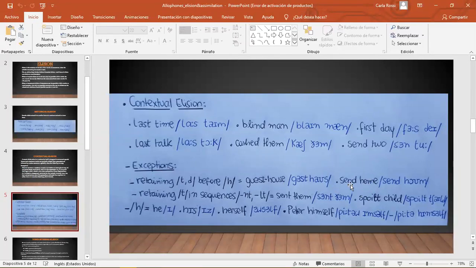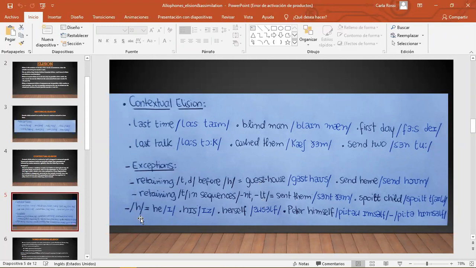Okay, the same for sent home, because the nasal sound is an alveolar nasal. There's no obstruction again for the air to come out. And again, the glottal is as well, as I said before in house, no obstruction. So we need something that makes it like a cut. Send home, home. And the same happens for retaining the same sound, voiceless alveolar plosive, whenever the sequence is preceded by an alveolar nasal, like here, or the alveolar lateral, like this one. The same happens.